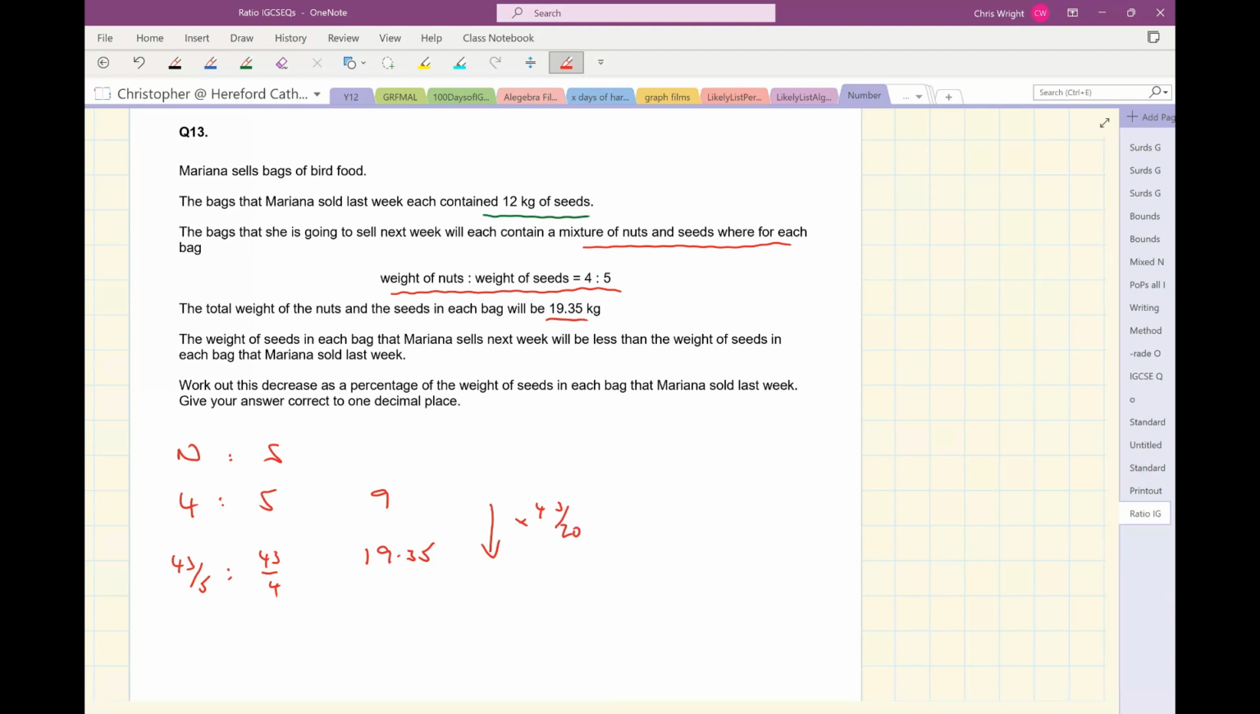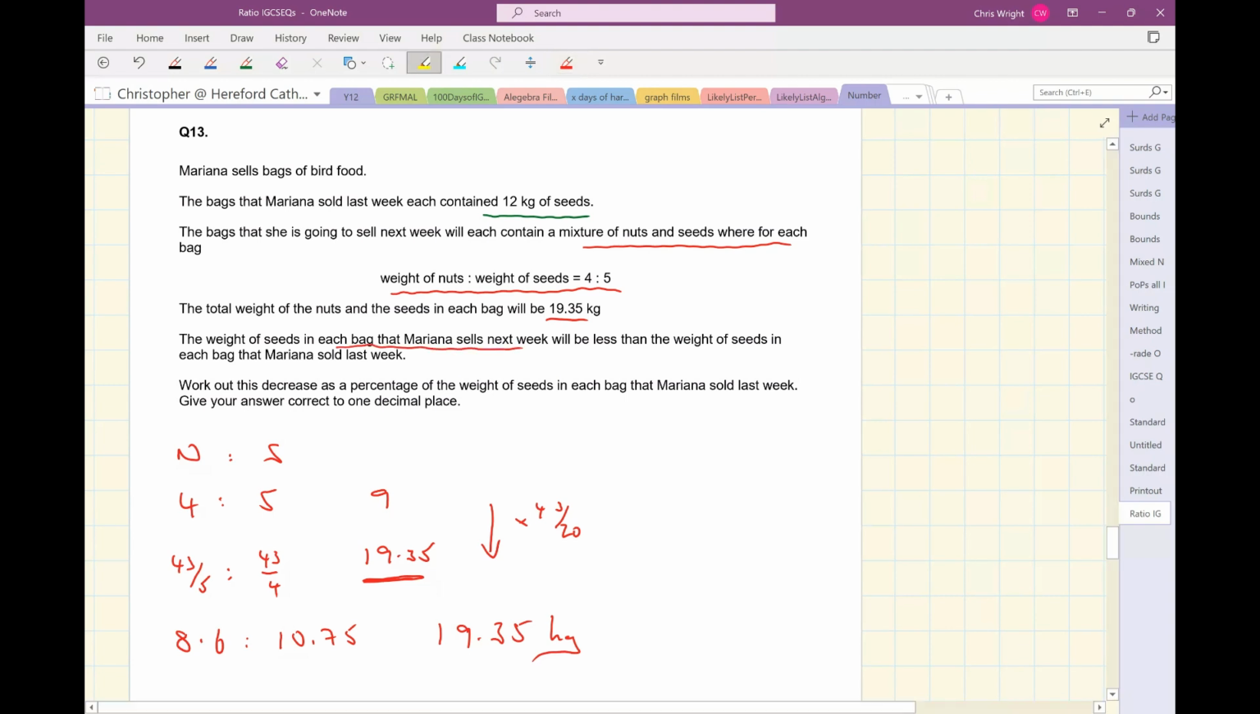Right, so in each of her bags, which each weigh that much, she has got, let's do 43 divided by 5 as a decimal, 8.6 grams of nuts, and 43 divided by 4 as a decimal, 10.75 grams of seeds, to give her a total of 9.35 kilograms in the whole bag. The weight of seeds in each bag that she's going to sell next week is 10.75. And it used to be 12, look.